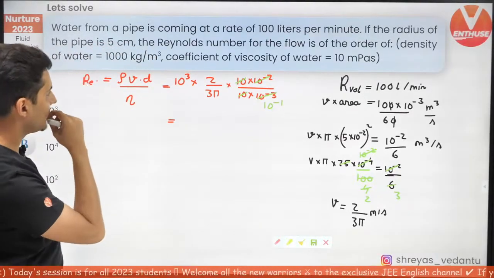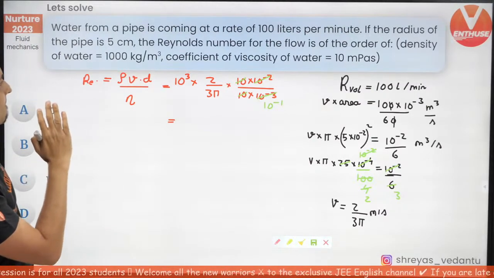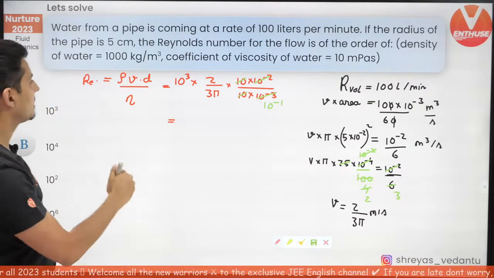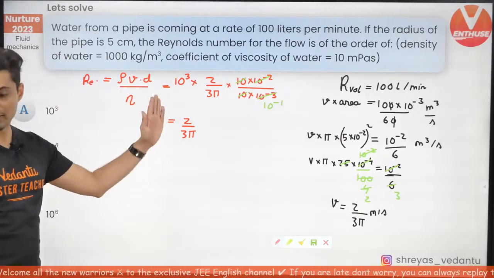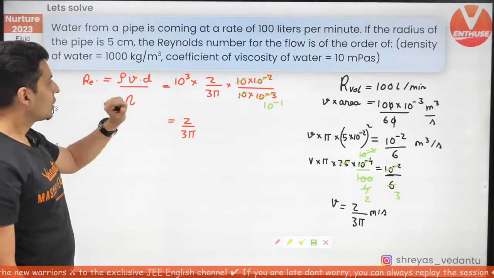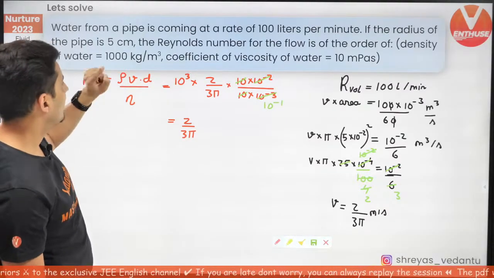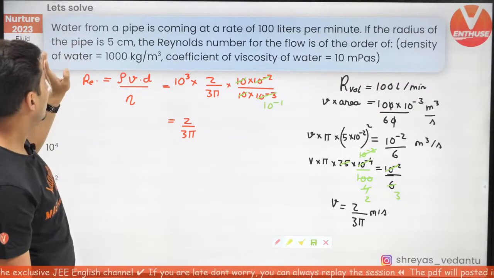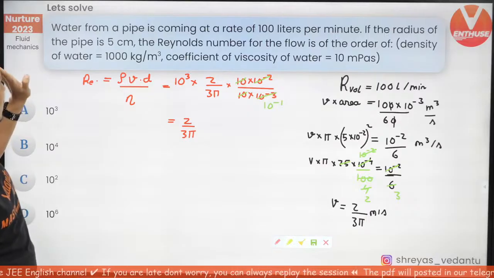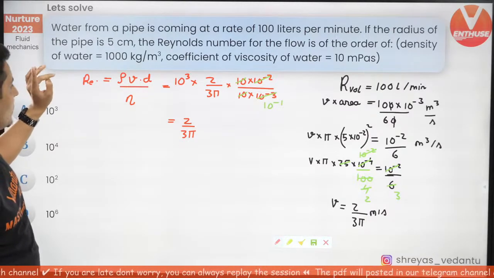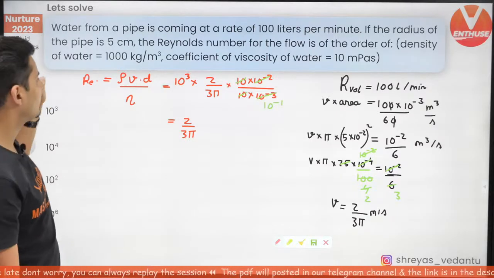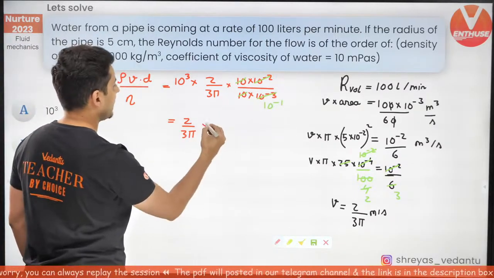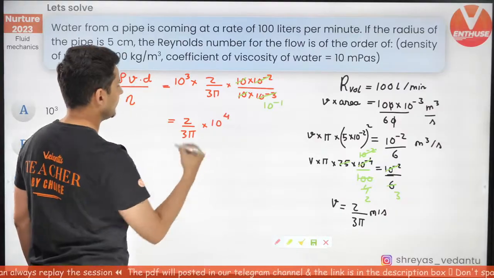So just check this out. If everything is fine, all right, you have 2 divided by 3 pi. Just check this out, everyone. Perfect. Velocity is also given. Diameter is 5. So this will become into 10 to the power 4.